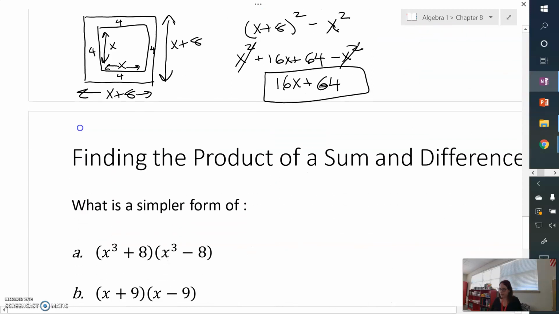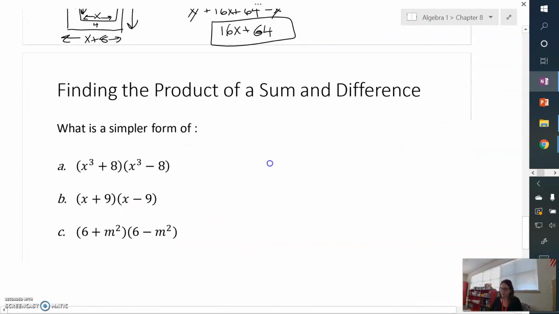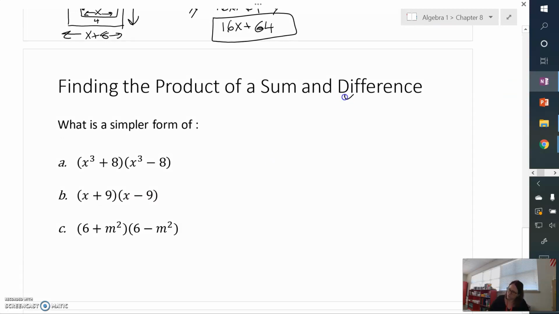Our second part is when we find the product of a sum and a difference. Difference means you're subtracting. So x cubed plus 8, that's a sum. X cubed minus 8 is the difference. In each of these problems, your first term is going to be the same, your last term is going to be the same, and the only difference is one is a sum, so you have a plus, and one is a difference, so you have a minus. Go ahead and distribute and see what happens.